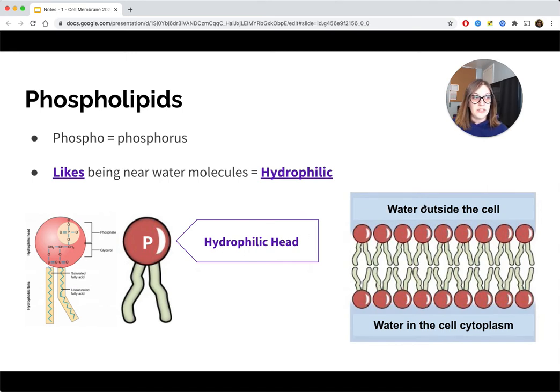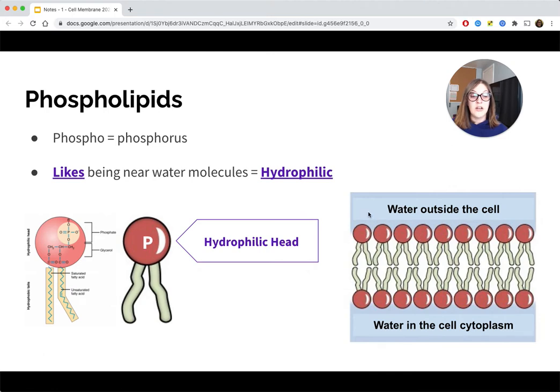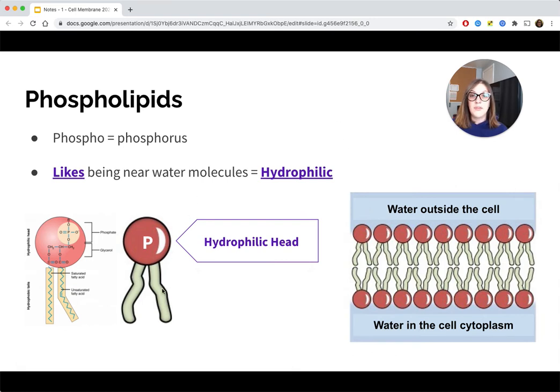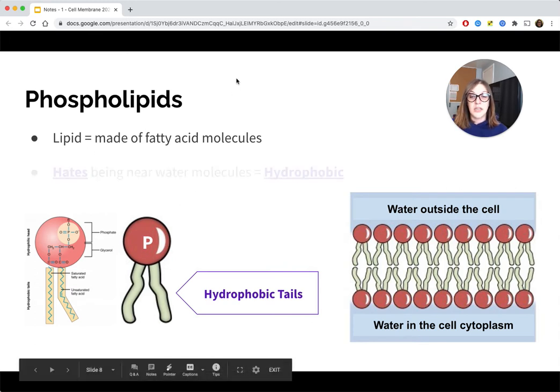If you think about the cell and its environment, there's water outside the cell and inside the cell. So these balloon structures will organize themselves so that they are pointing out towards the water molecules on each side of the cell. Let's talk about the second part of a phospholipid. The second part is called a lipid, which means that it is made of fatty acid molecules. In our chemistry unit, we learned that lipids are fats. So this is a fatty region of the molecule.